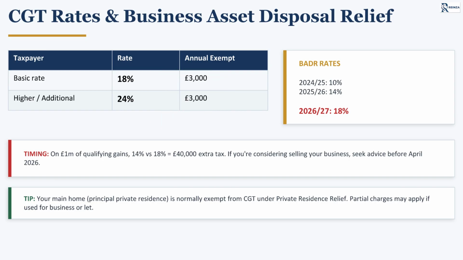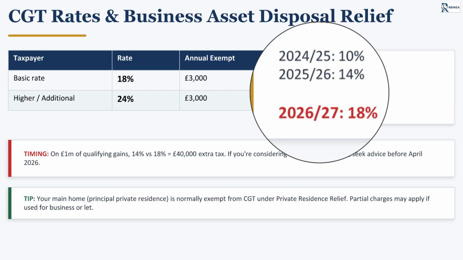Now, there is a special relief called Business Asset Disposal Relief, or BADR. This provides a reduced CGT rate when you sell your business or qualifying shares up to a lifetime limit of £1 million. The BADR rate has been changing. In 2024 to 2025, it was 10%. In 2025 to 2026, it increased to 14%. And from April 2026, it increases again to 18%.